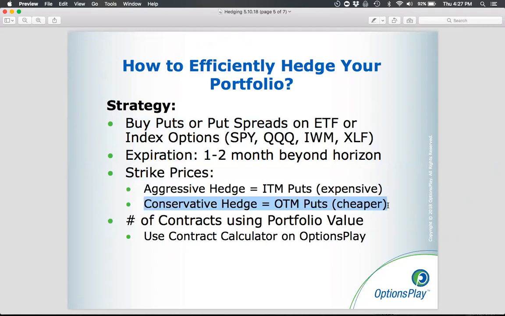And lastly, selecting the number of contracts. It should be based on your portfolio value. So if you have a $500,000 portfolio, you want to calculate the number of contracts based on that. I'll show you how to use the contract calculator in Options Play to select the right number of contracts, depending on what instrument you use for your trading.